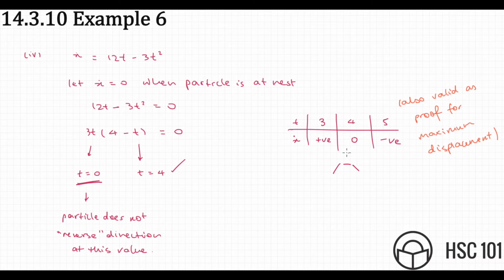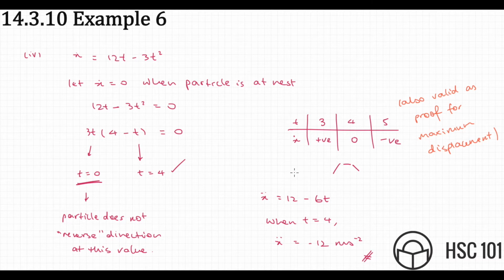So coming back to the question, we want to find the acceleration of the particle as it reverses direction. So we know that x double dot is equal to 12 minus 6t. So naturally, when t is equal to 4, x double dot is going to be 12 minus 24, which is negative 12 meters per second squared. And that's all we've got for part 4.